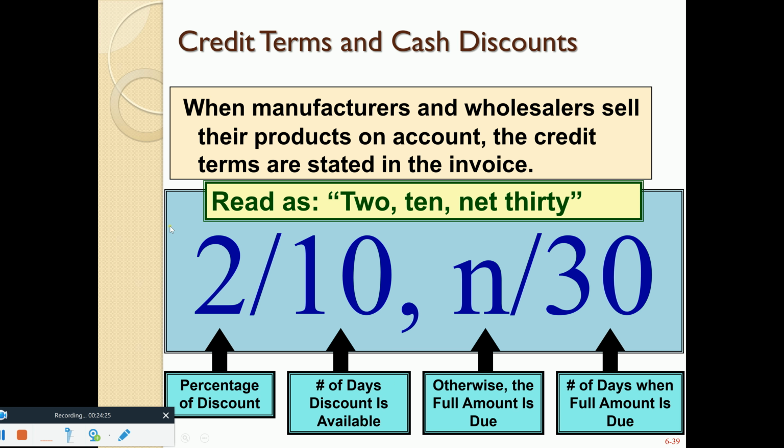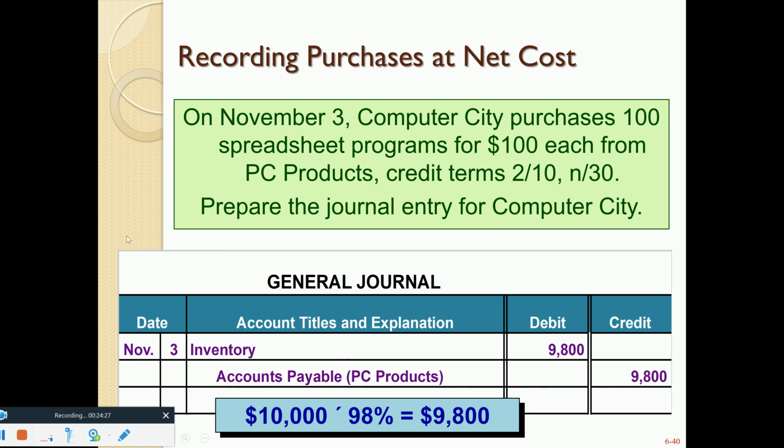So some companies will be able to take advantage of a discount period. There are two ways to record if our vendor is giving us a discount on the inventory we are purchasing from them. Here's an example. On November 3rd, Computer City purchases 100 spreadsheet programs for $100 each. So if we take the 100 programs times 100 each, that works out to $10,000. But our vendor, PC Products, gave us credit terms of 2/10, n/30.